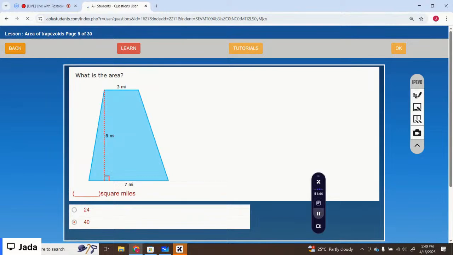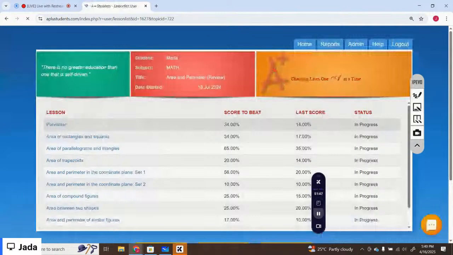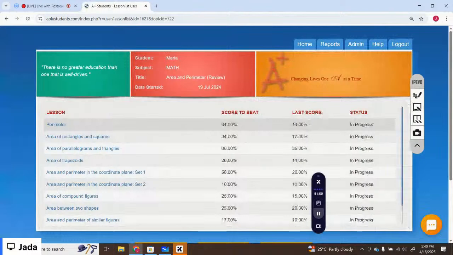So we were working on grade 10 math. The chapter we were working on is area and perimeter. The lessons we have covered today are perimeter, area of rectangles and squares, area of parallelograms and triangles, and area of trapezoids. So please make sure you have your notebook and pencil so that you can note down the important examples and definitions very well. You can please write down the question in the chat box. I'm here to answer all your questions and confusion if you have any.